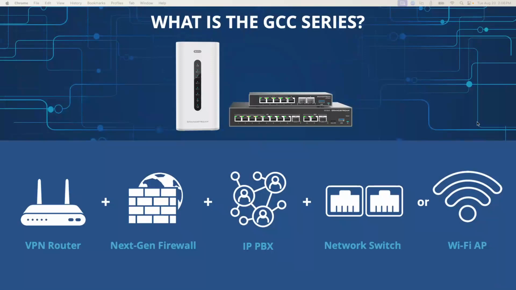All right, so what is the GCC series? This is going to combine the functionality of a VPN router, a next generation firewall, an IPPBX switch, a network switch, and then depending on which model you get, it also includes a Wi-Fi access point. And these are all going to combine into one product. So currently we have 3 GCC models that are coming out, and we're going to cover those on the next slide.